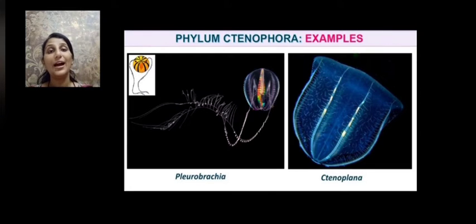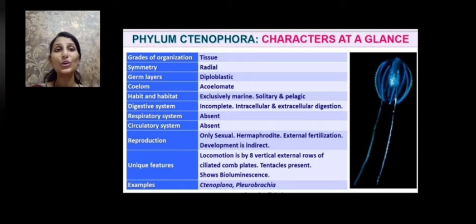So they have 8 vertically, externally arranged rows called comb plates, which help in locomotion, and they have tentacles for capturing of food, and also they exhibit bioluminescence. So let us summarize the features of the phylum Ctenophora. Tissue level of organization, radial symmetry, the germ layers are 2, hence diploblastic. They lack a coelom, so they are called acoelomate. They are solitary and pelagic, and the digestive system is incomplete with extracellular and intracellular digestion.